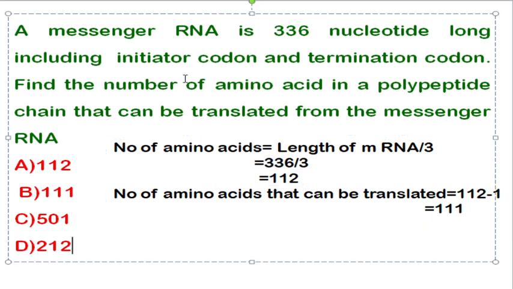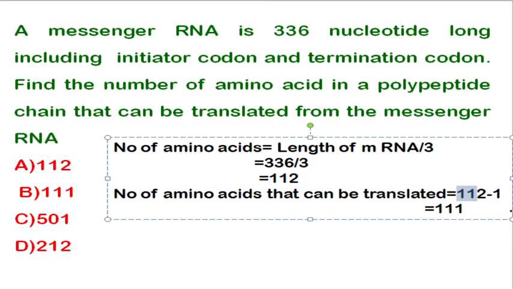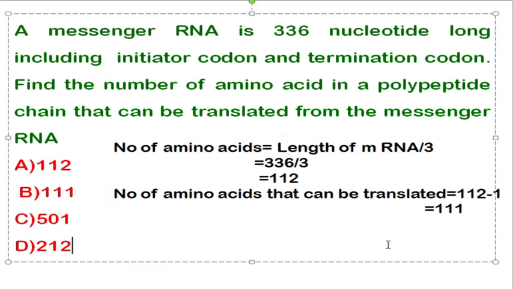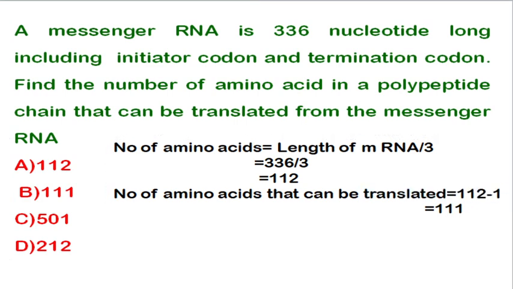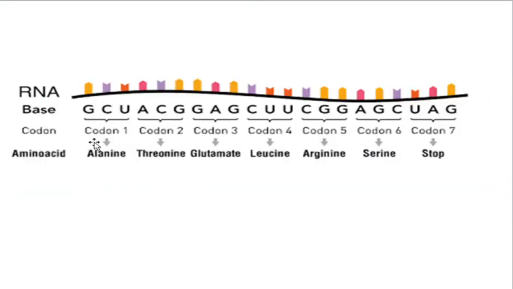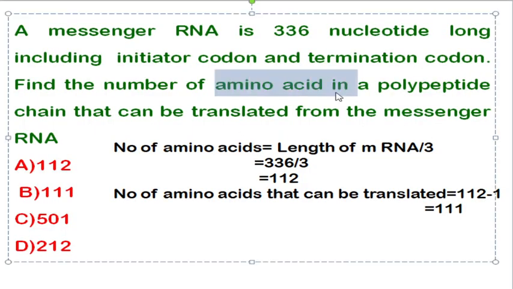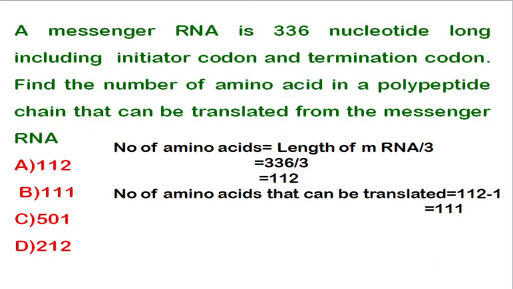Here they are asking how many amino acids in the polypeptide chain can be translated. So now you need to subtract 1 from this 112. The correct answer is 101. Why do we need to subtract this 1? As I mentioned earlier, the start codon codes for methionine, but the stop codon doesn't code for any amino acid. It's just a termination codon. Here they are asking how many amino acids can be translated into a protein. That's why you need to subtract this one. This one is a stop codon.